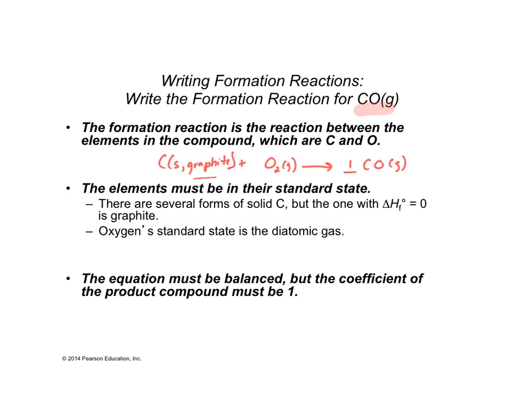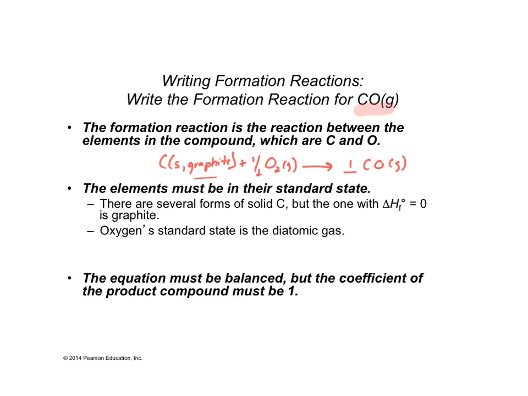If I want to balance this, so there is a 1 in front of the CO, what do I need to put in front of the carbon? Just a 1, right? But what do I need to put in front of the oxygen? I need a half of an oxygen here, right? Because again, I only want 1 of these, so I'm going to take a 1/2 of my O2. So for formation reactions, you're making 1 mole of product from constituent elements, and you have to balance it so there's a 1 in front of the product.